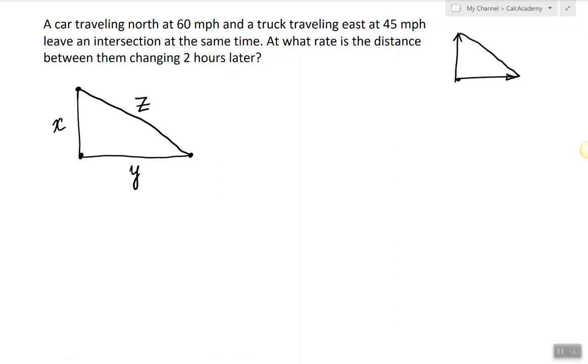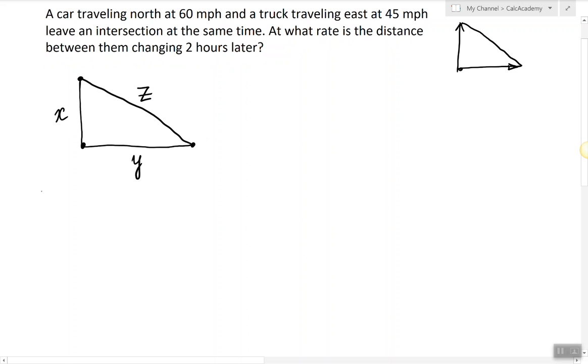What we know, or what's given, is a car is traveling north at 60 miles per hour. That means the rate of change of x with respect to time is 60 miles per hour. Also, given that the rate of change of y with respect to time is 45. And the question is to find the rate of change of the distance between them. So the question is asking us to find the rate of change of z with respect to time 2 hours later.